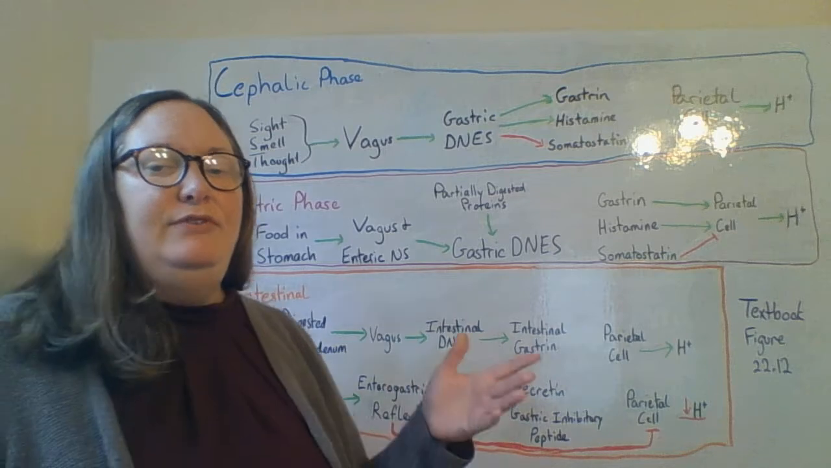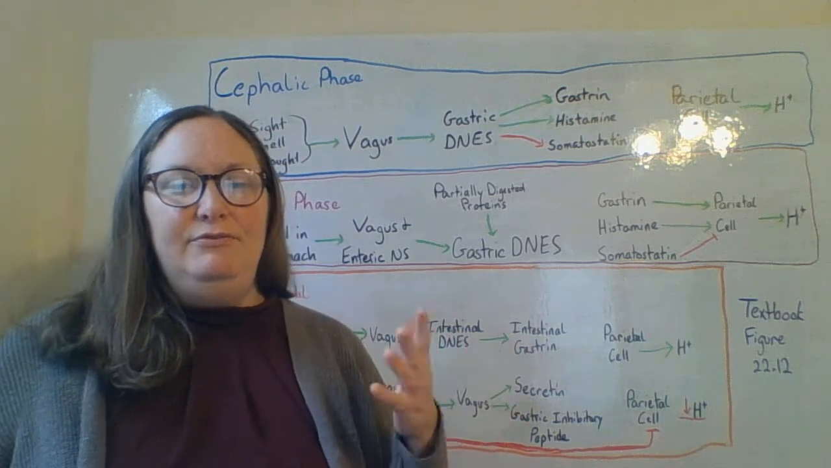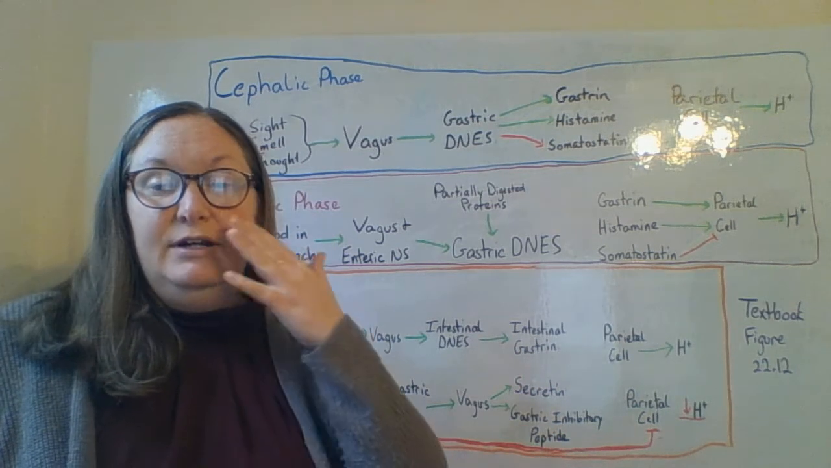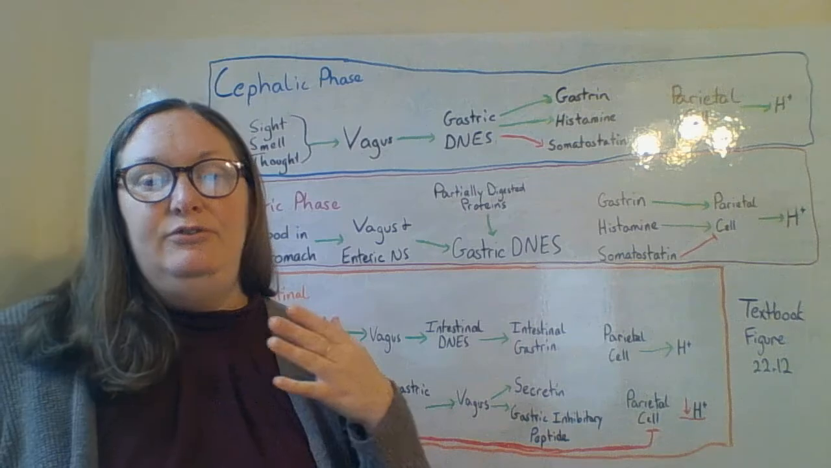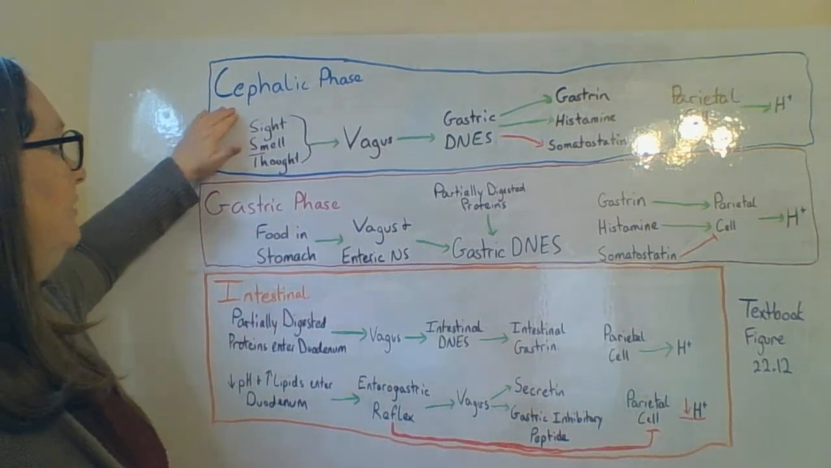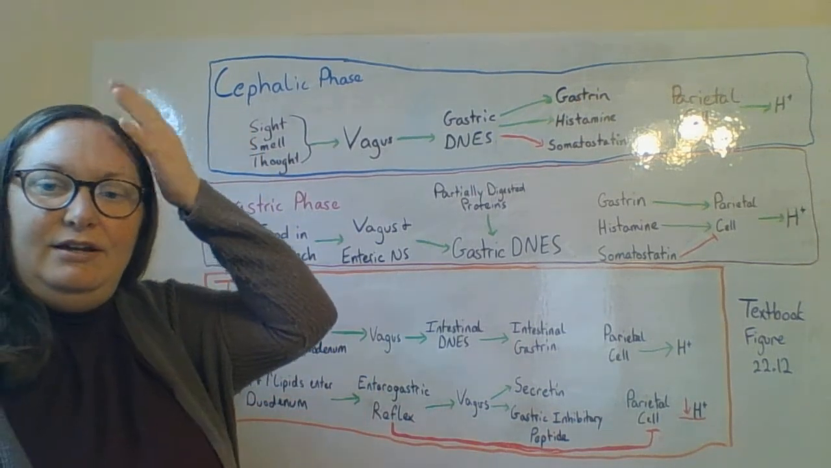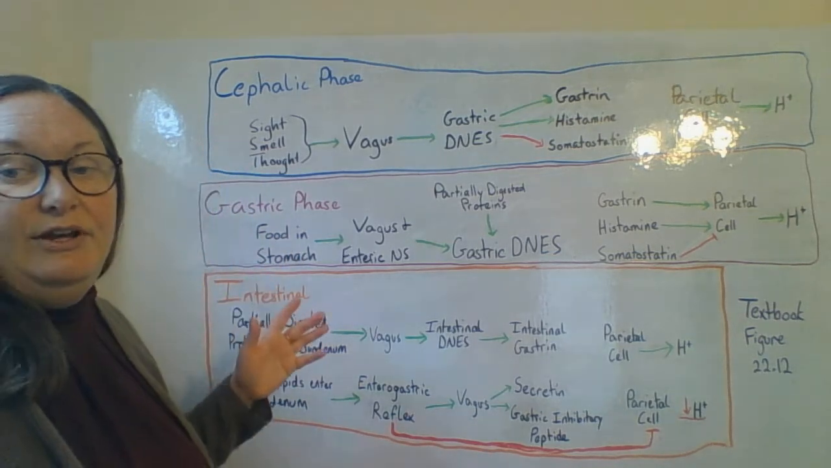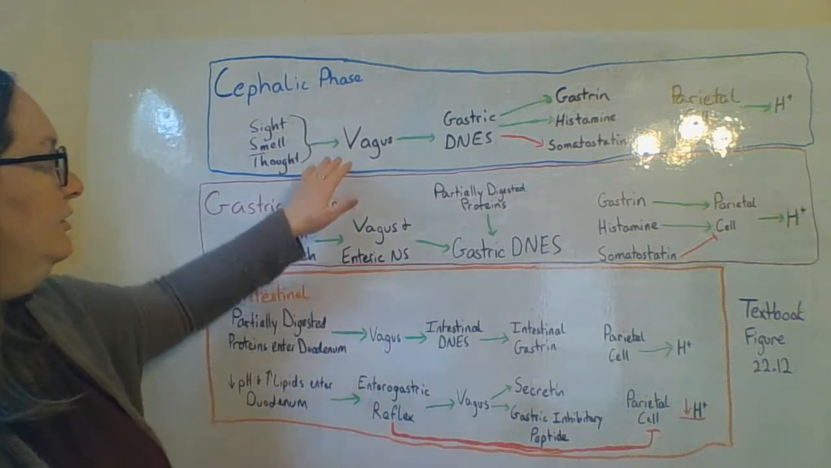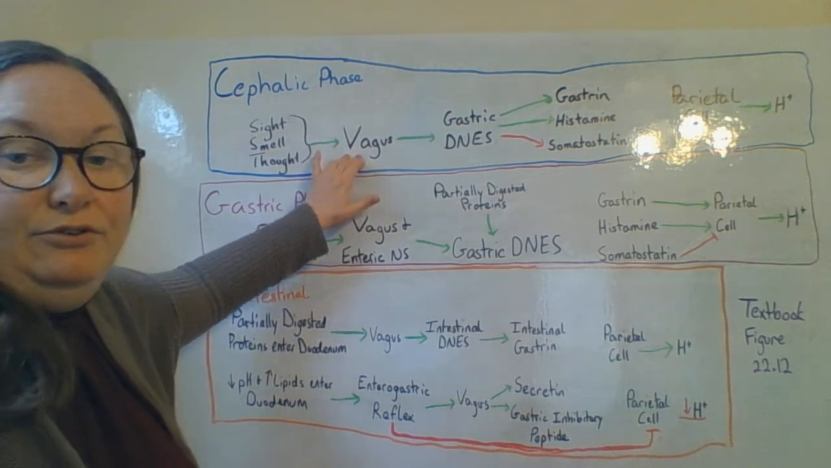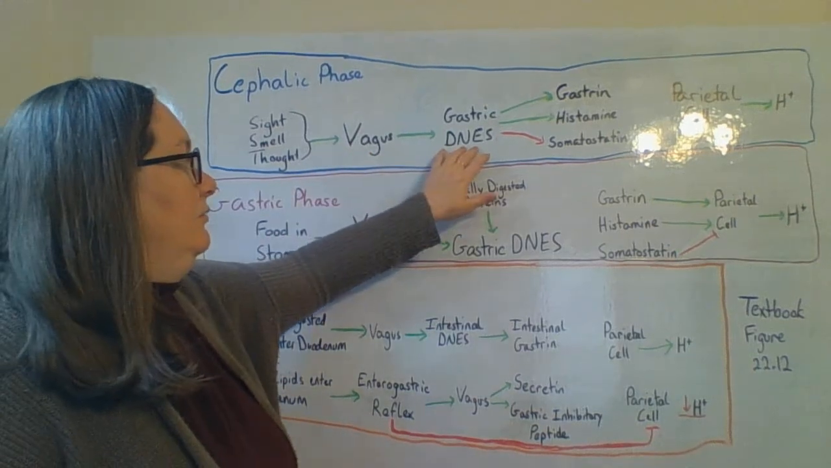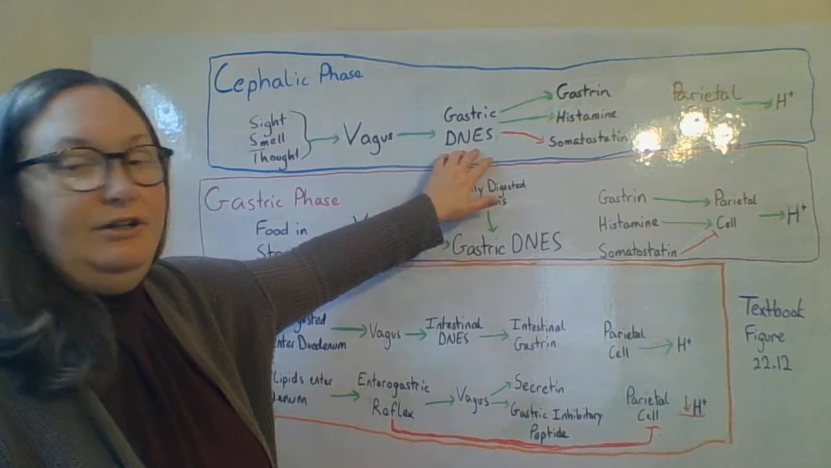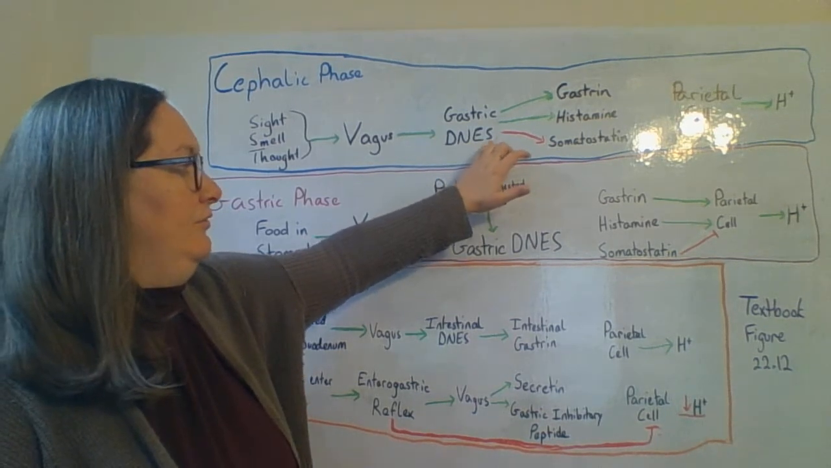All right, so the first phase, when you first find yourself with food, or think of food, or even smell food, that's the first phase, before it even enters your stomach. All right? The cephalic phase. Cephalic is in your head. You're thinking about it. Sight, smell, thought, even taste, but before it gets to your stomach. Activates your vagus nerve, cranial nerve number 10, which activates your gastric diffuse neuroendocrine cells.